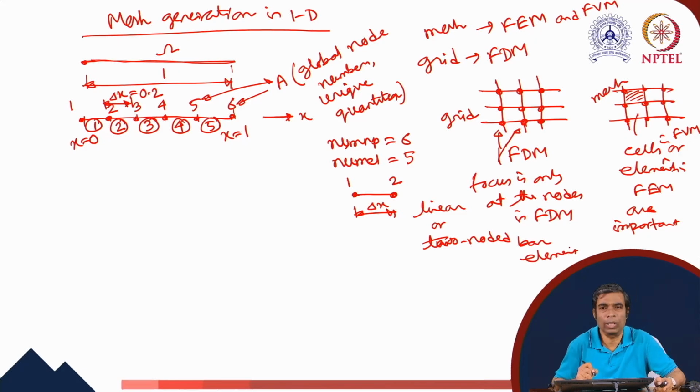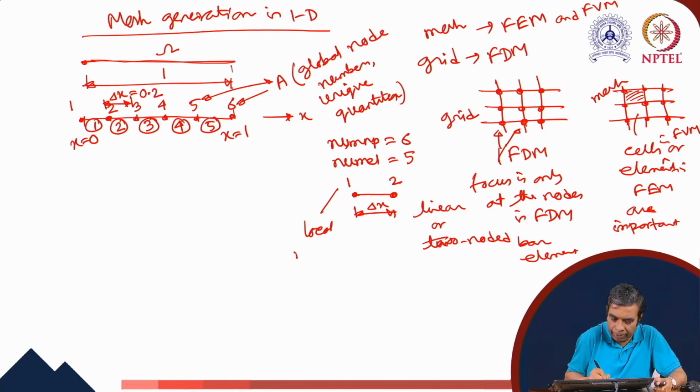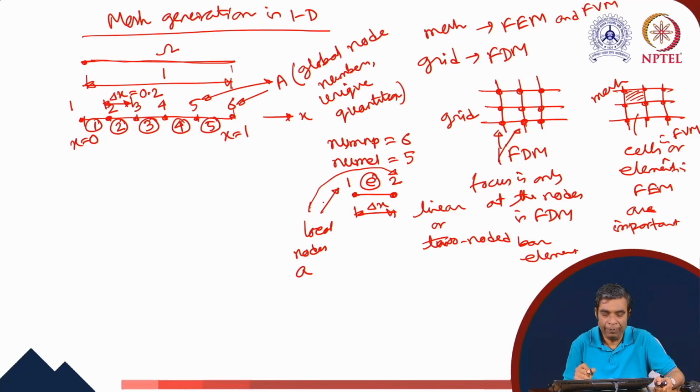It has 2 nodal points. These nodal points are identified by indices 1 and 2. These numbers 1 and 2 are repetitive. They exist for every element. So these are local node numbers. Local nodes are denoted by the symbol small a. And this is an arbitrary element, small e. So this 1 and 2, these are local node numbers for these 2-noded bar elements.